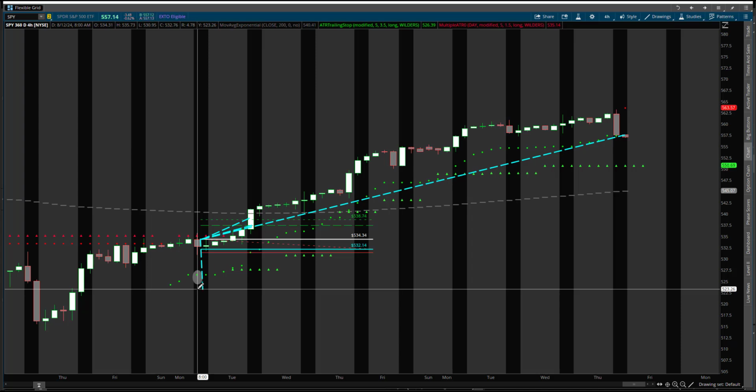What I did is I back tested this strategy, meaning I practiced this strategy over time. I back tested this all the way back until 2006 and saw the performance of it.